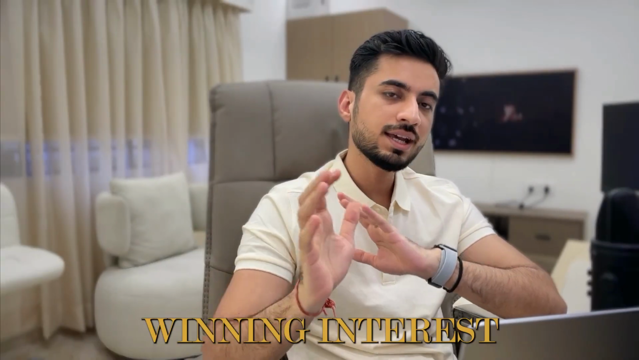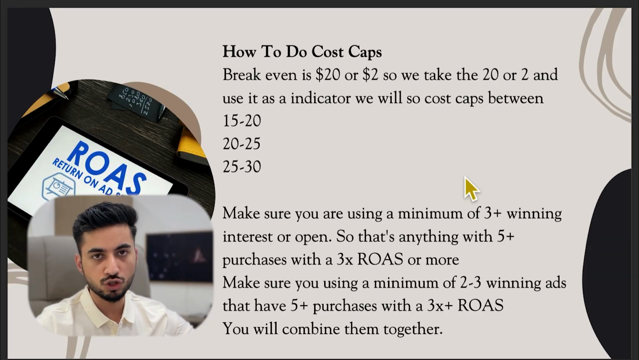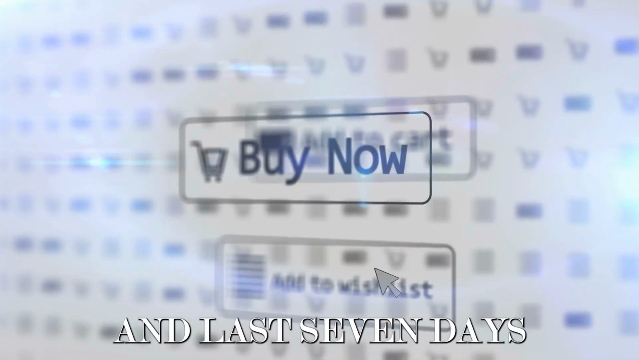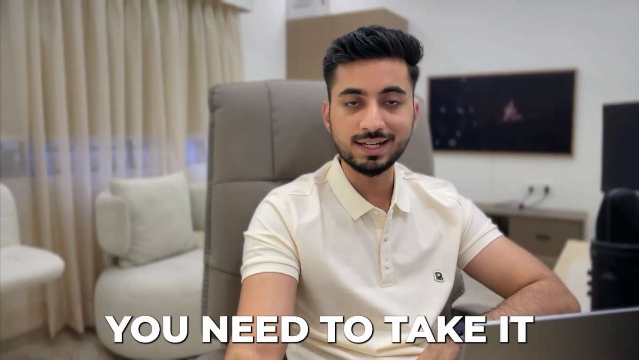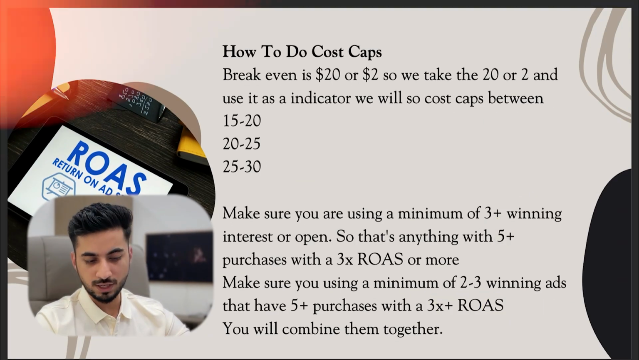Also, make sure that you are using a minimum of 3 or more winning interests, or if open is working for you, then it's fine. But you need to have a proven audience, LLAs or custom audience, anything, but it should be proven. Anything with 5+ purchases in the last 7 days or 3 days with more than 3x ROAS for the US market. For the India market it depends upon your cost per sale and your AOV, so it depends how much you need to take as an indicator. For example, in the US market it's like 3x ROAS.